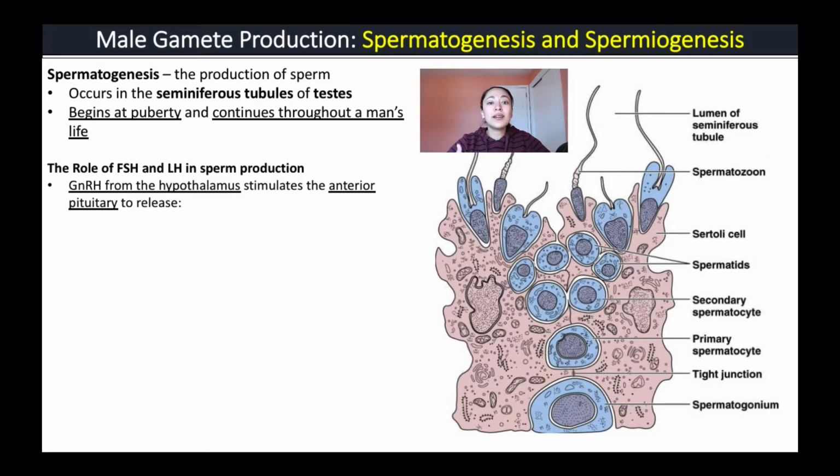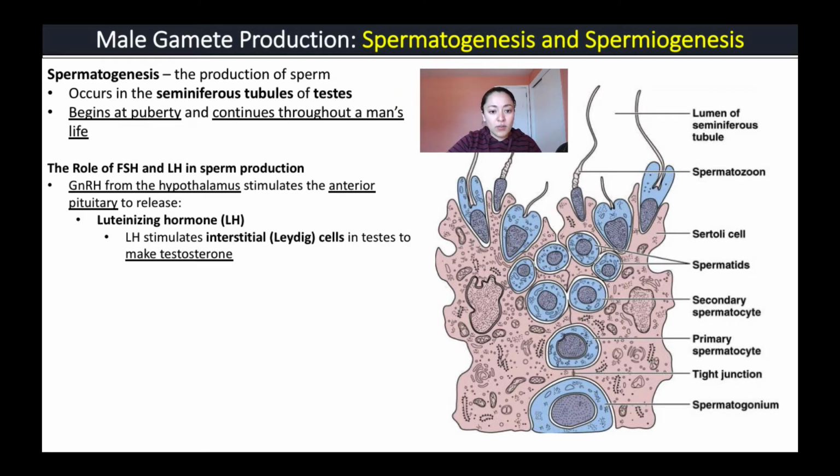Now, there are a couple hormones that help to regulate sperm production, and you want to know the role of FSH and LH in sperm production. Now, remember, the hypothalamus secretes a hormone called gonadotropin-releasing hormone. This stimulates the anterior pituitary to release FSH and LH. FSH and LH have slightly different roles in sperm production. LH, also known as luteinizing hormone, stimulates the interstitial or Leydig cells within the testes to make testosterone. Remember, the interstitial or Leydig cells are cells that are between the seminiferous tubules, so they are outside of the tubules itself.